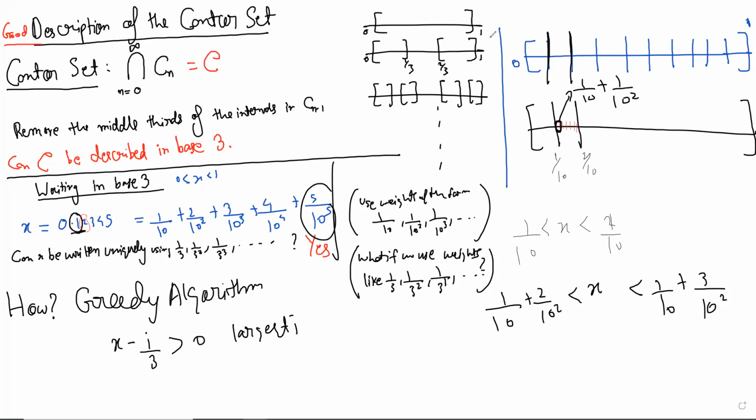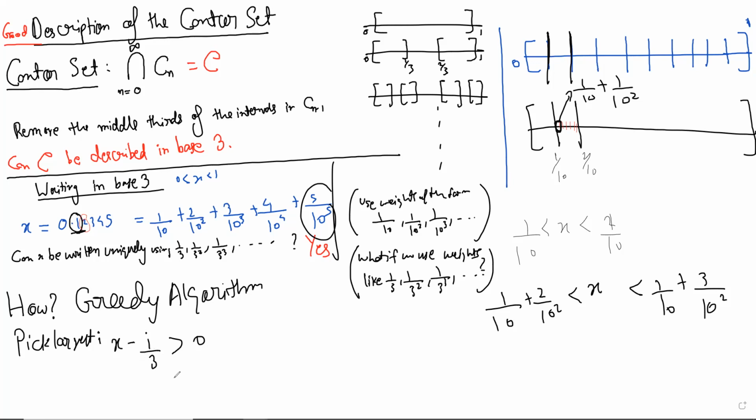Okay. So maybe I should write like this. Pick the largest i such that this is positive. And then you repeat the same thing for x minus 1 by 3, right? 1 by 3 square. Yes. But after this, after you do this.